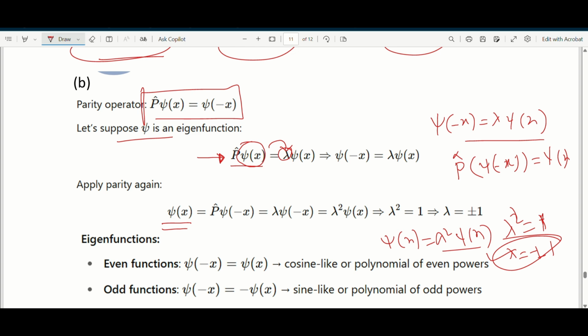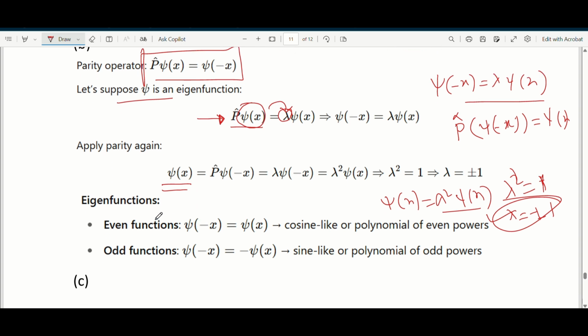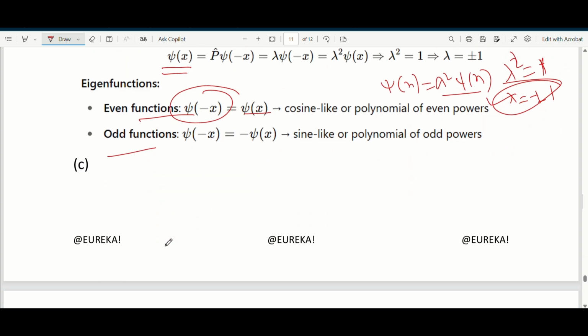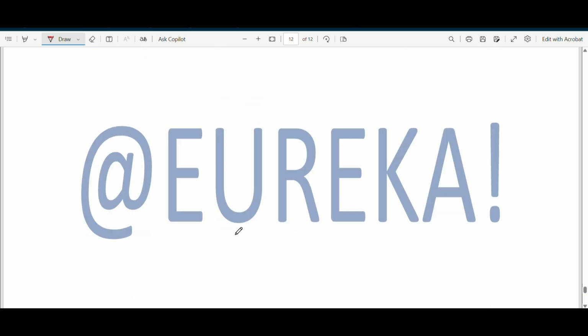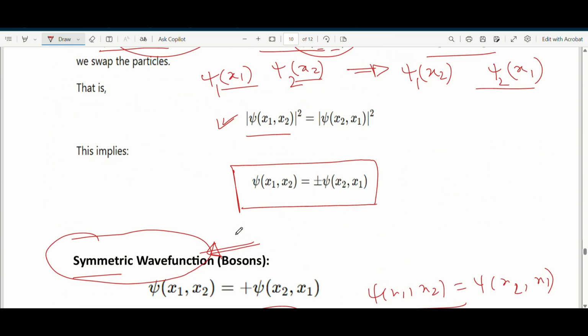So what will be the eigenfunctions? For the even function, psi of minus x equals psi of x, and for the odd function, psi of minus x equals minus psi of x. So these are the solutions.